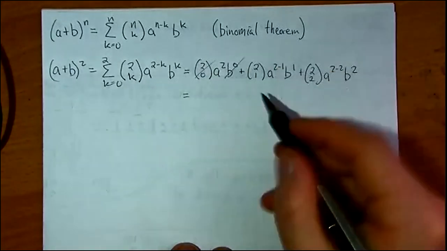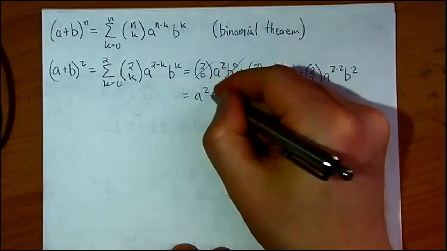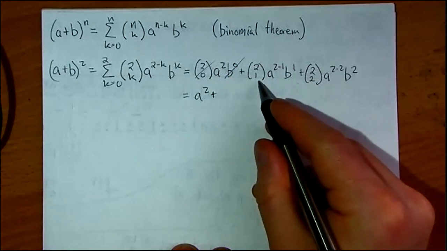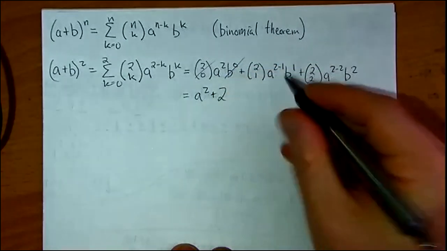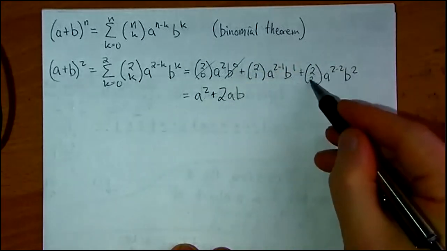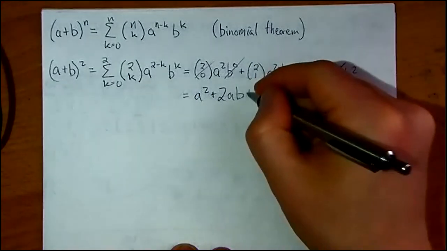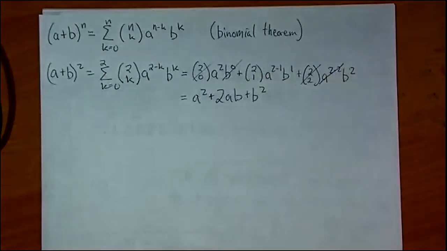If we simplify this, well, 2 choose 0, there's one way of doing it, so that goes away. The b to the 0 goes away, so we have an a squared. Here, 2 choose 1 is 2. There are two ways to do it. A to the first, b to the first. Here, 2 choose 2 goes away. A to the 0 goes away, plus b squared. What do you guys think? Look good?